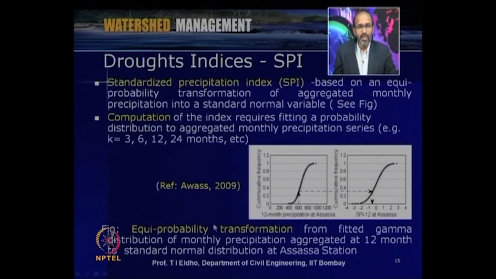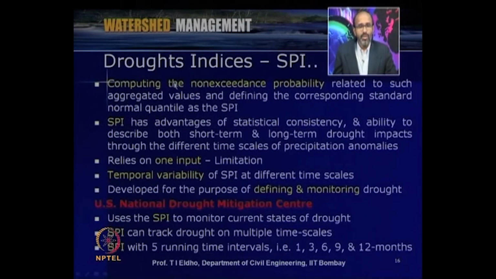For example, this figure shows the equiprobability transformation from a fitted gamma distribution of monthly precipitation aggregated at 12 months to a standard normal distribution at the Asasa station, a particular location, as reported in this reference, 2009. So, depending upon the precipitation for that particular region, we can derive the standardized precipitation index. Generally we compute the non-exceedance probability related to such aggregated values and define the corresponding standard normal quantile as the SPI.